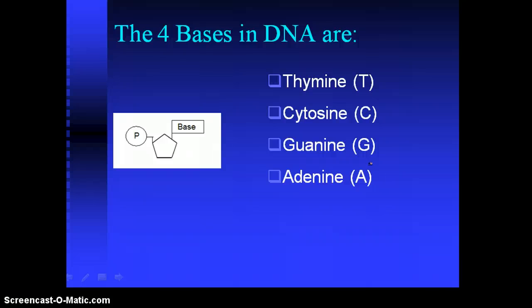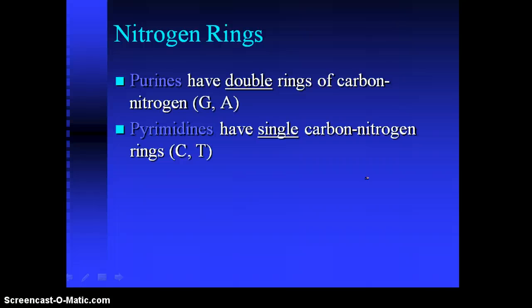Okay, the 4 bases, so this portion here, there's 4 choices: thymine, cytosine, guanine, and adenine. You can represent them with just their letters, T, C, G, and A. To get into them just a little bit more, G and A, guanine and adenine, are called purines, and the key about them is that they have a double ring of carbon-nitrogen. And then C and T are called pyrimidines, and they have a single carbon-nitrogen ring. So basically what it will look like is kind of a puzzle piece as far as how their carbon and nitrogen ring or bonding looks.